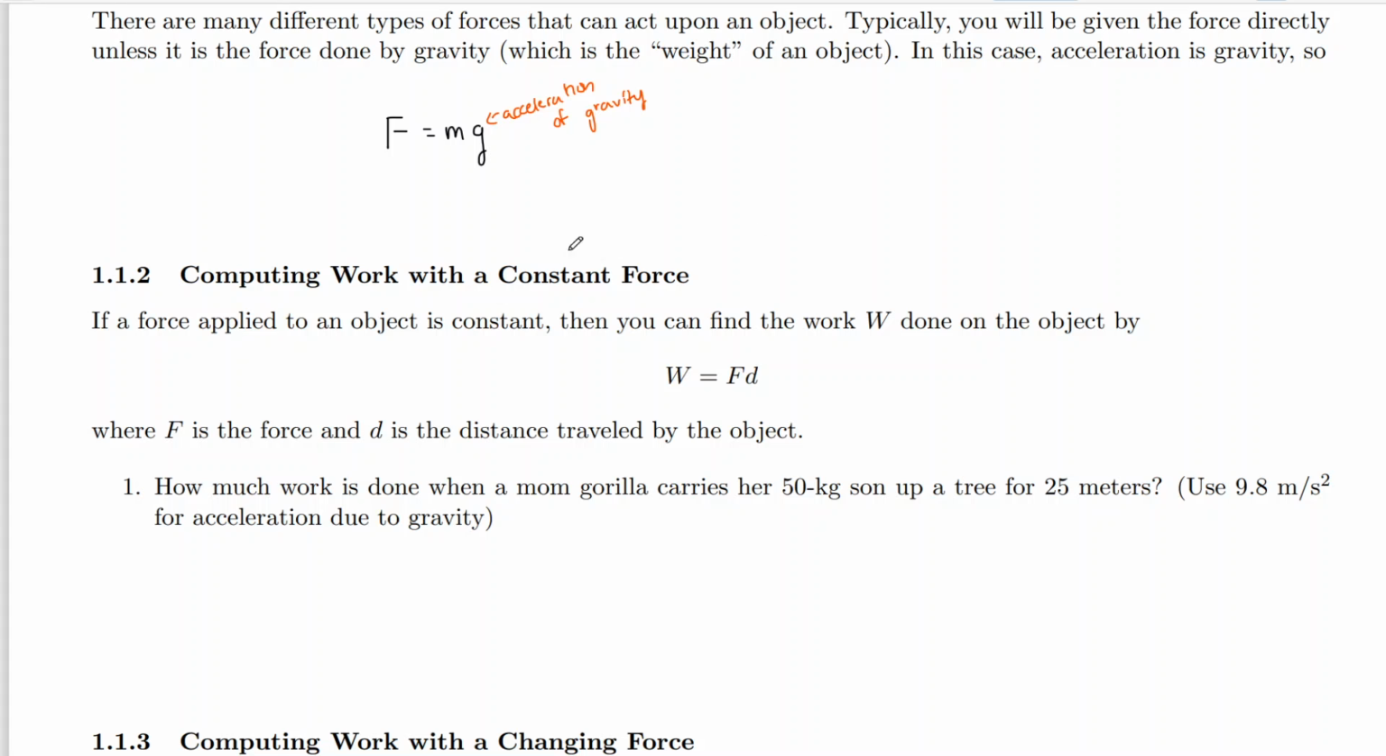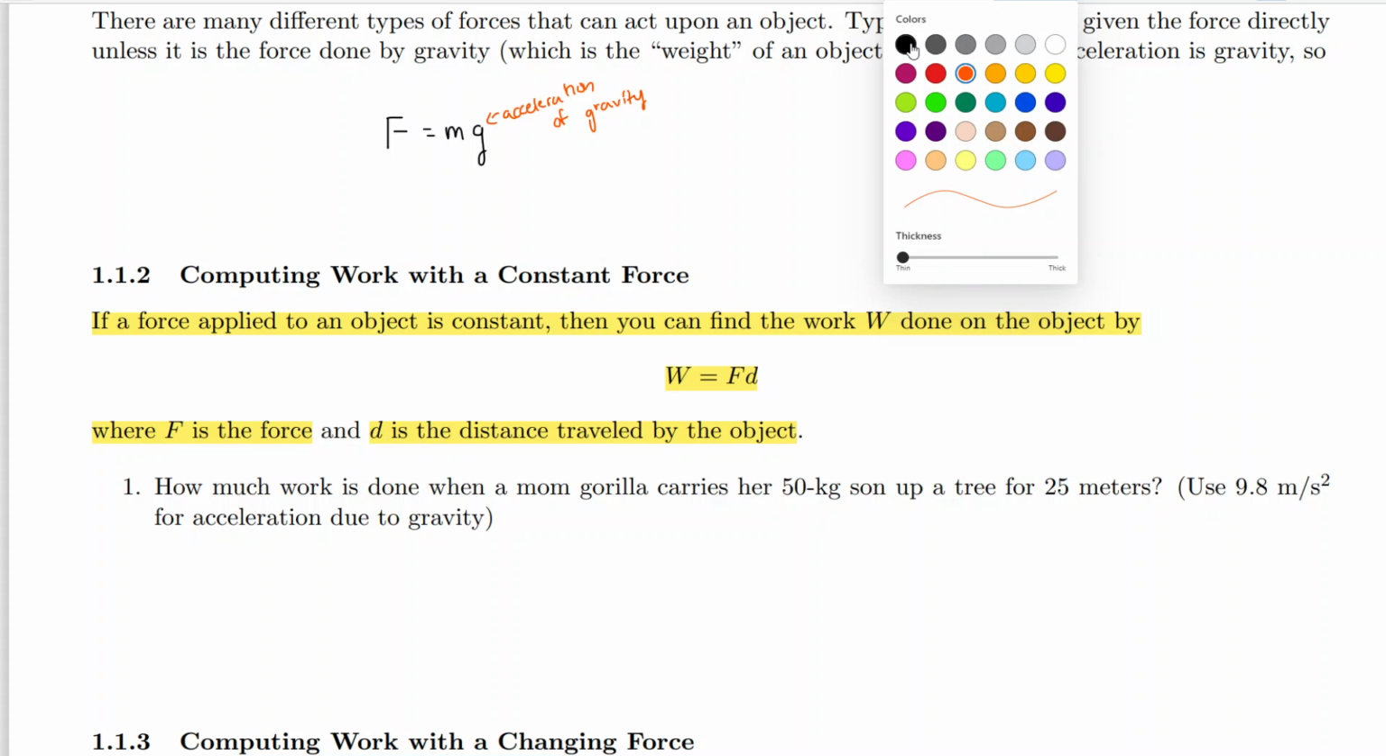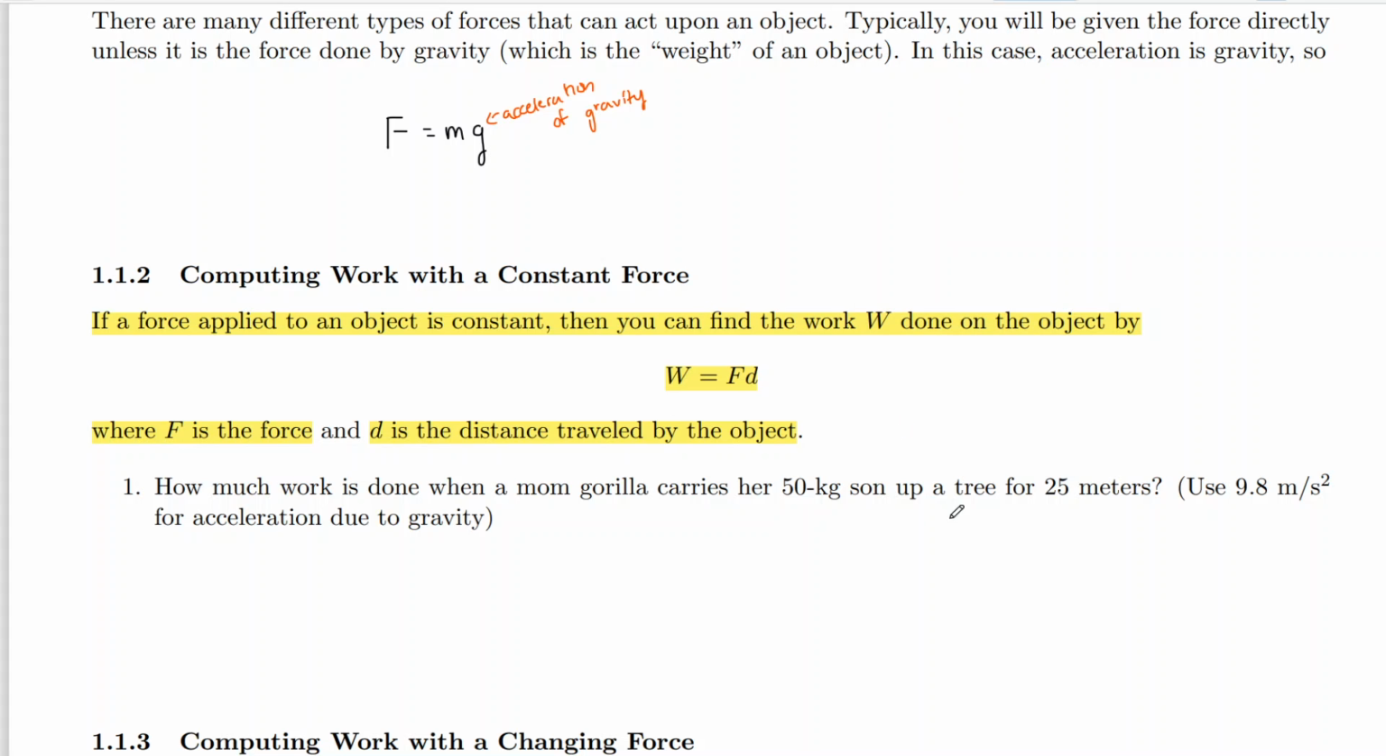And when you do not change the force, the work is very, very easy to calculate. So if the force applied to an object is constant, then you can find the work done on the object by W equals F times D, where F is the force and D is the distance traveled by the object. Right, so if you jump up in the air 2 feet and then back down 2 feet, the D would be 4 because you went 4 feet. And then the force based on your mass and the gravity and the units you're in, you would just multiply the two numbers. But just to see it in action, we'll look at a problem here.